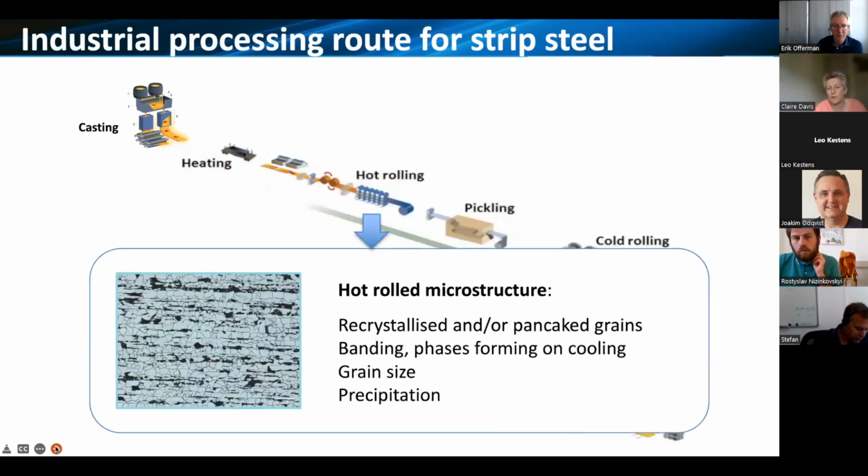Moving on to the hot rolling process, then the microstructural phenomena that tend to be occurring here are things like recrystallization or rolling below the non-recrystallization temperature and getting pancake grains where our austenite grains become elongated. We get phase transformation on cooling. We'll have potentially a banded microstructure because of the segregation behavior. And we need to consider the grain size and indeed precipitation that's going on during that process.